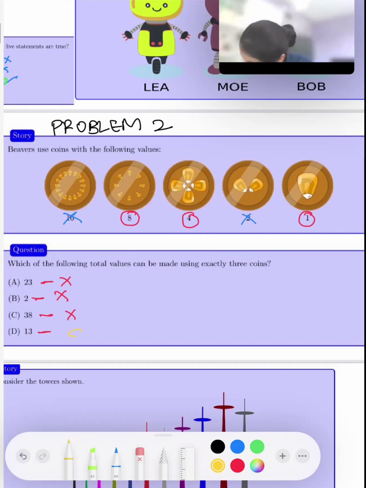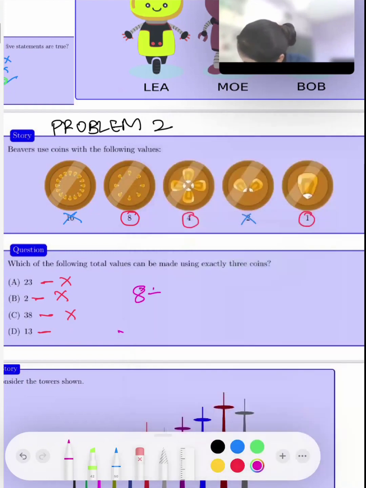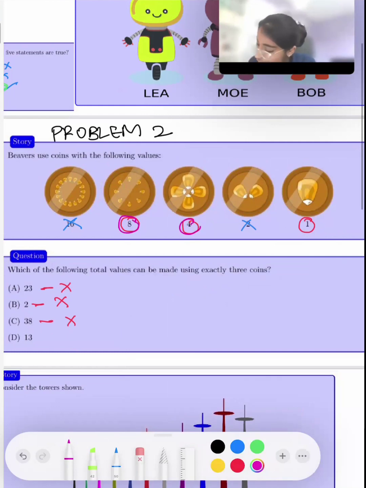Now what we get when we add those values, we get 8 plus 4 plus 1, which is 13. That's exactly what we need. And 13 is our option number D, which is the right answer. So we can use these 3 coins, $8 coin, $4 coin, and $1 coin to form 13. Therefore, this would be our answer.